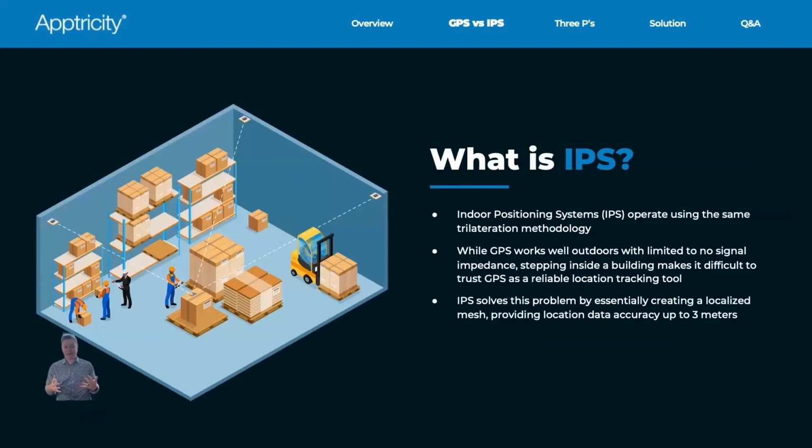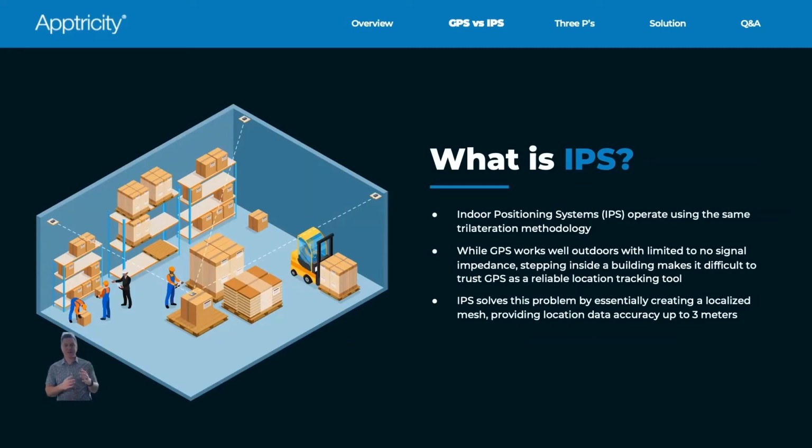So what is IPS, right? It's a system that uses trilateration in the same way that GPS does, but it does it in a localized mesh. So I traveled not too long ago, and for those of you who have traveled often or you've been to the airport and you're calling an Uber, say you're in the middle of the airport, maybe you're at baggage claim or you're just getting off the plane and you're trying to call your Uber because you don't want to wait in the line for 20 minutes. You want to be there when you walk out.